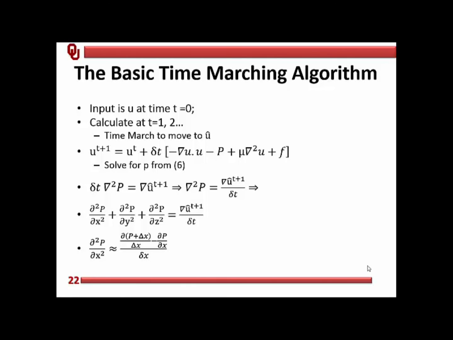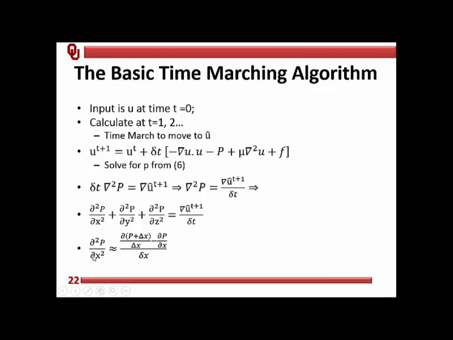Input u at time t0, either from boundary conditions or from sensors on the pipeline. Then we will calculate u at times t1, t2, t3, etc. From equation 6, we have to solve for P, and this comes from the fact that the Laplacian of P is this right-hand side.